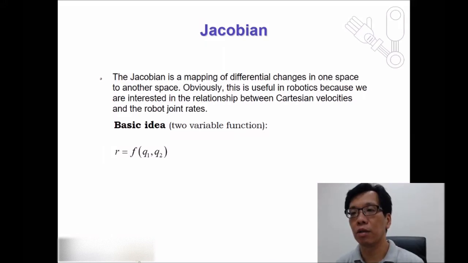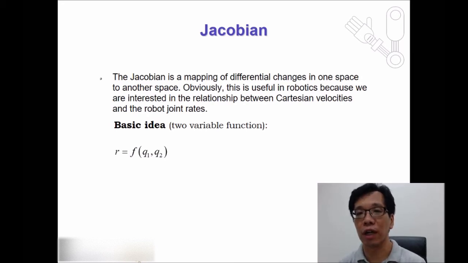In this part, we're going to talk about Jacobian. Jacobian is a mapping of differential changes in one space to another. So, in short, we try to find out what my position change is based on tiny differences of the parameters. The parameter can be an angle, can be a position of some kind of linkage. Then overall, those changes are going to affect the position in space.